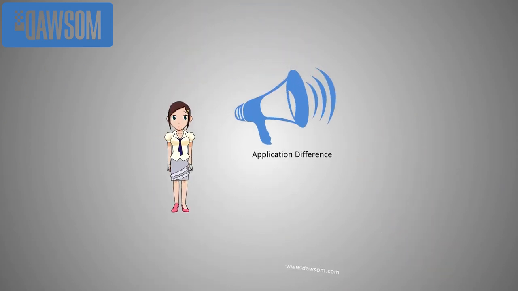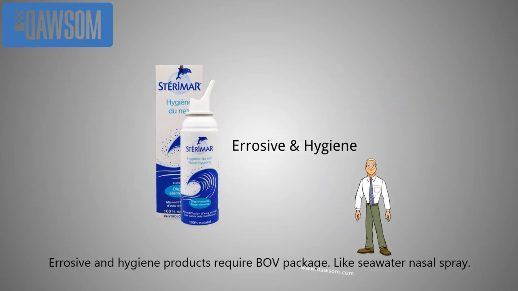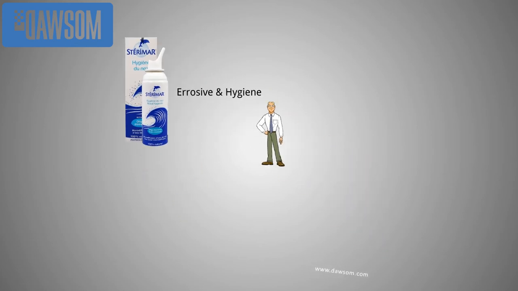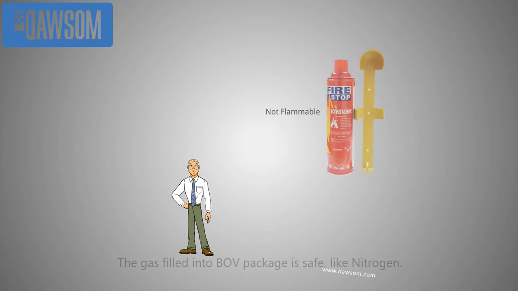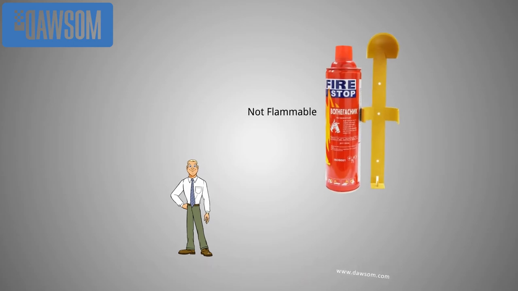Number 3 difference is the application. Aseptic and hygiene products require BOV package, like seawater nasal spray. The gas filled into BOV package is safe, like nitrogen.